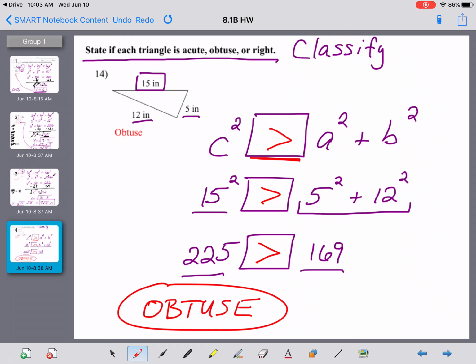Okay, if c squared is greater than a squared plus b squared, it's obtuse. Real quickly, if they were equal to each other, your triangle would be right. And if c squared was less than a squared plus b squared, your triangle would be acute. Okay, so that's the way to do number 14. So if you go back and do 13, 15, and 16, you'll get a good sampling for all of the different things that can happen there.